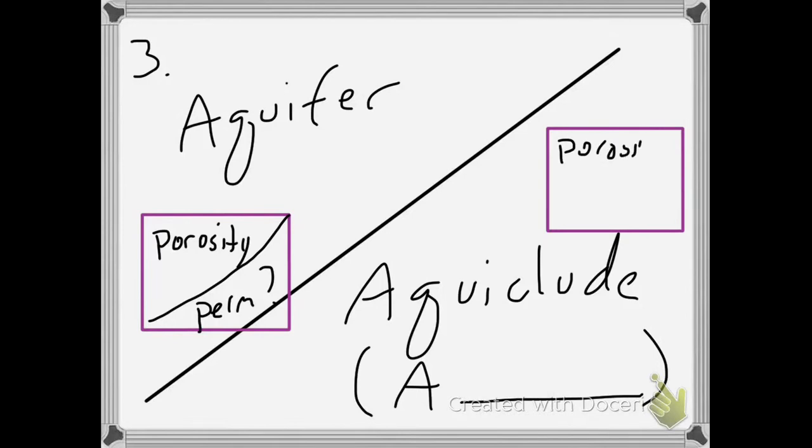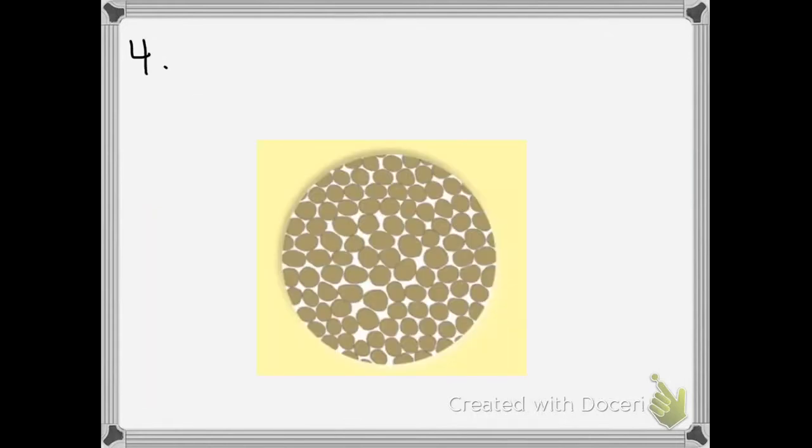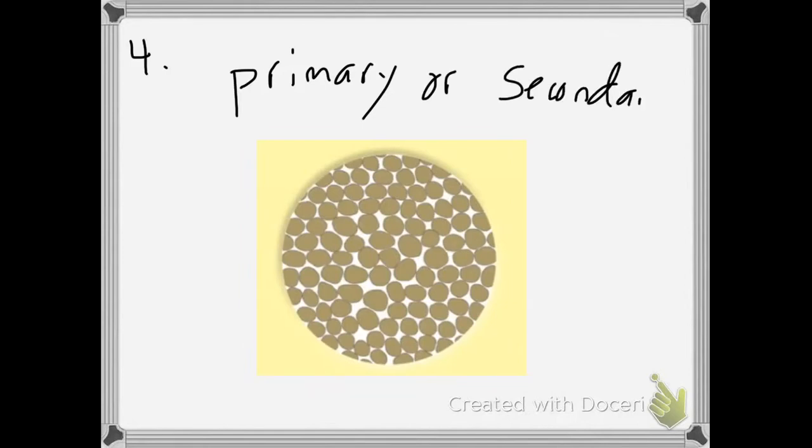Now, what about an aquiclude as far as its porosity and permeability? Well, believe it or not, it could actually have a high porosity. It could hold water. But the key to being an aquiclude or an aquitard is that it will have a low permeability. It will not allow water to flow through it. So now to put you to the ultimate test, we have a picture from a previous chapter. This is from chapter 6. So does this picture show you primary or secondary porosity? Primary or secondary porosity?